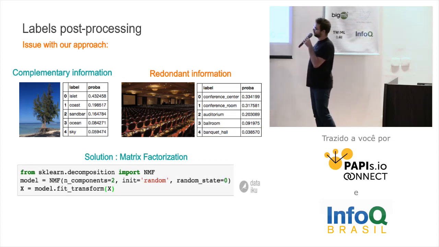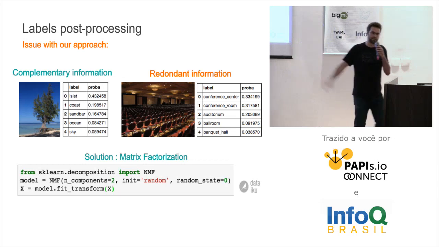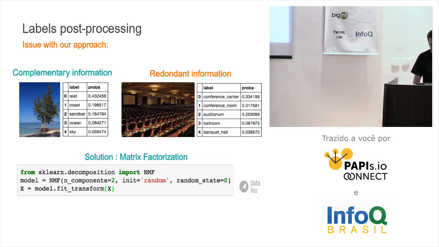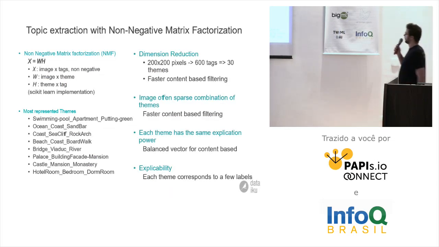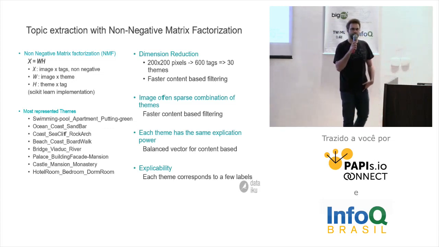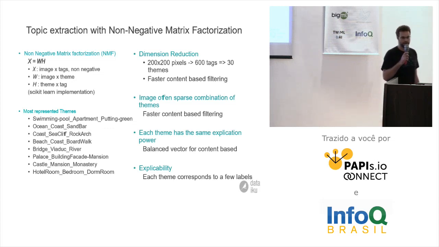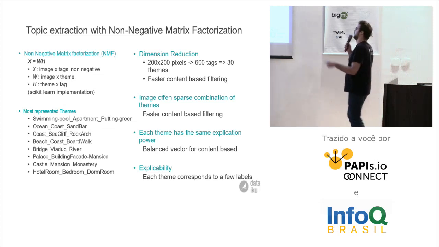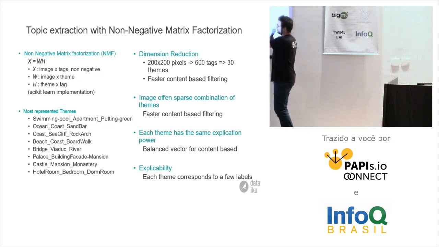So what did we do? We use matrix factorization, NMF from scikit-learn. So again, 3 lines of code, really easy. And it has some good features. First, reduction of dimension, which makes our whole pipeline faster. And then it balances the vectors. So for each theme, I now have one dimension, which means that the similarity that I'm going to use actually makes sense.